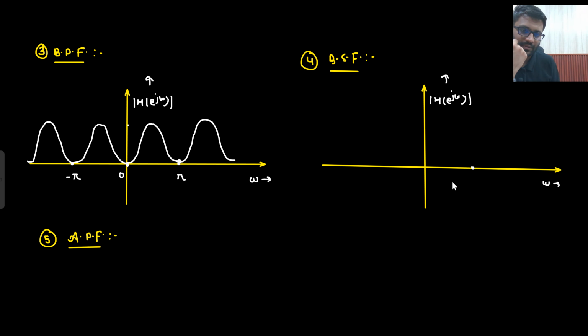Band stop. 0, pi, minus pi. Band stop means it will pass 0 as well, it will pass higher as well. Okay, and then the same thing will be just repeated.